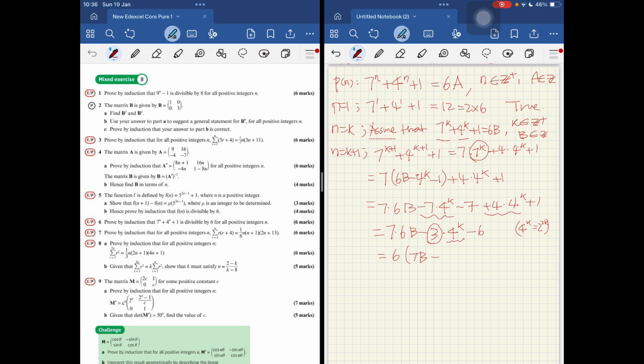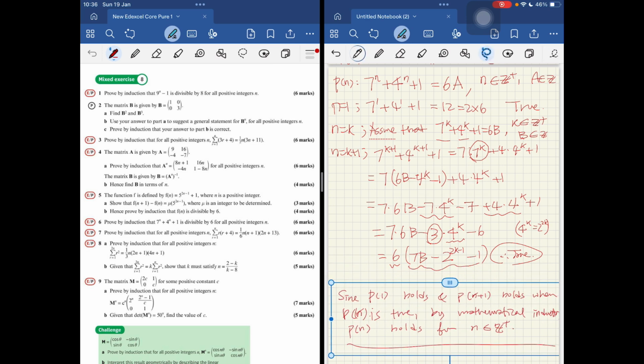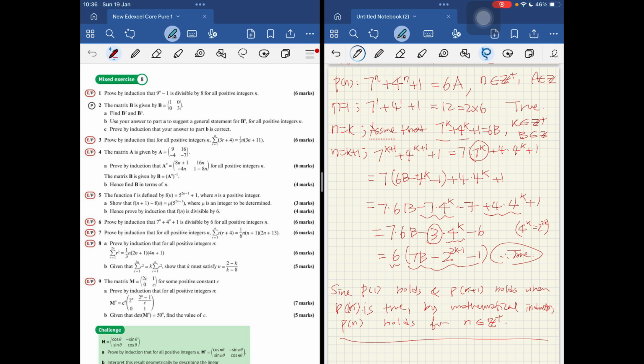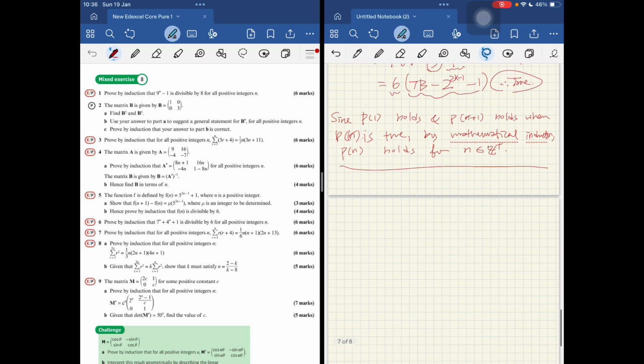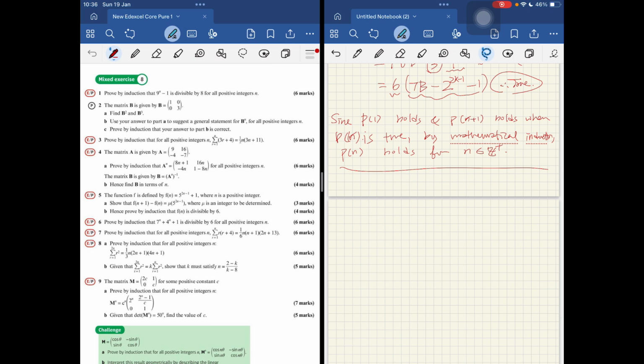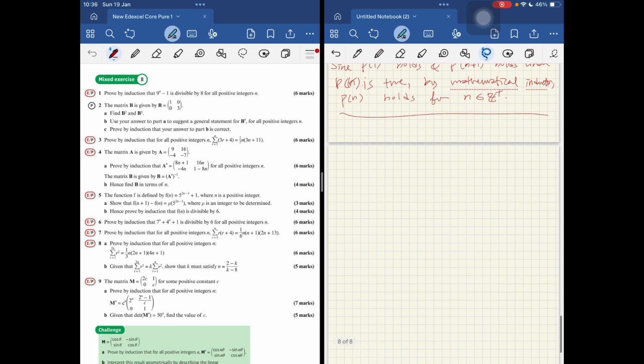So 6 times 7b, and 4^k is 2^(2k), and we need another 2 to make it 6, so 2^(2k) minus 1, minus 1. So this is also an expression of 6 times something, so it's true. And this something means an integer, so it makes sense. So since P1 holds and P(n+1) holds when Pk is true, by mathematical induction, Pn holds for n in Z plus.